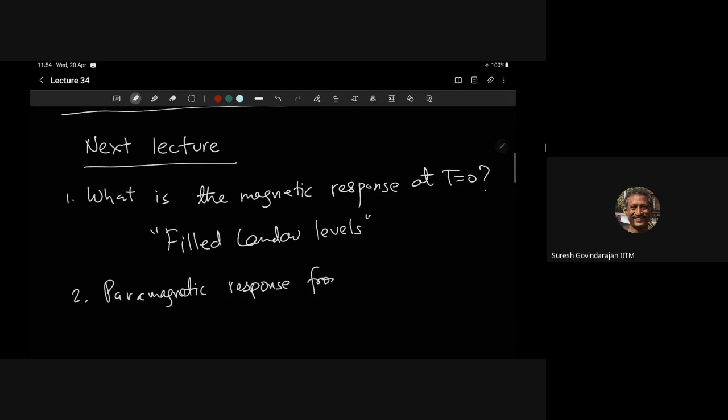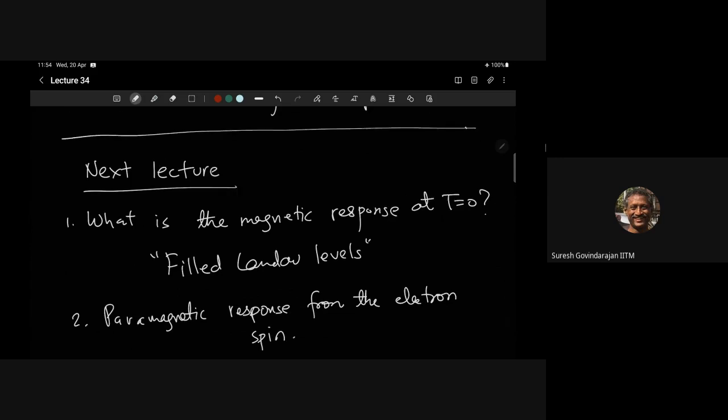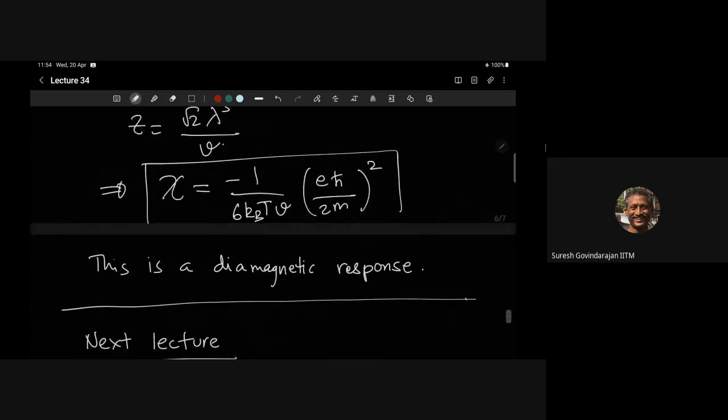From the spin. Okay, I am done for today. Today's result is a very simple one. It says that you get a diamagnetic response for a Fermi gas. That's all. Okay, I'll pause here for questions.